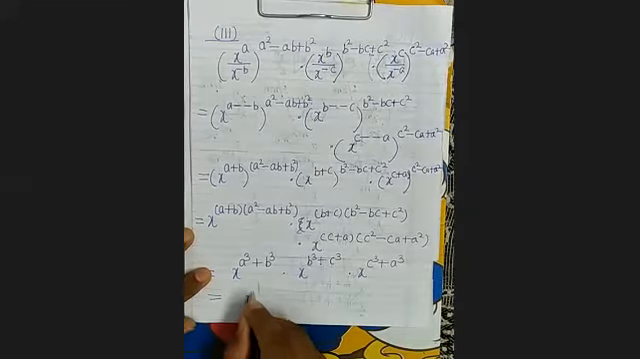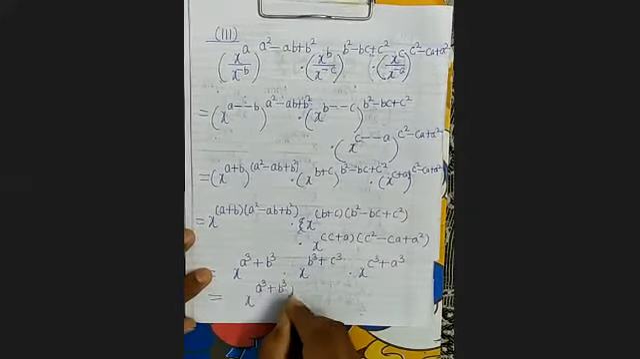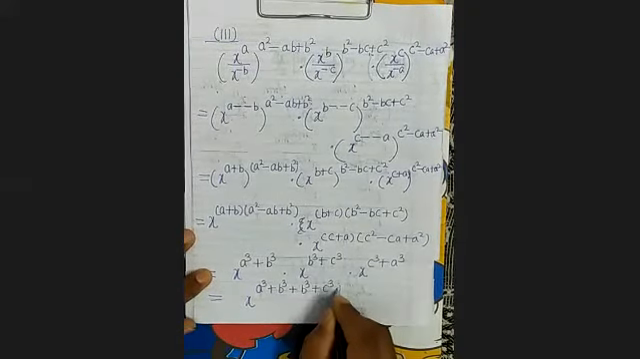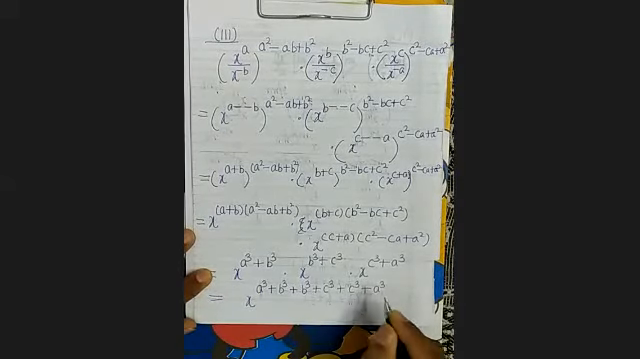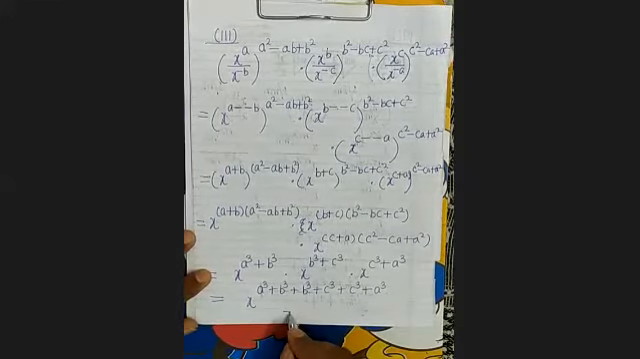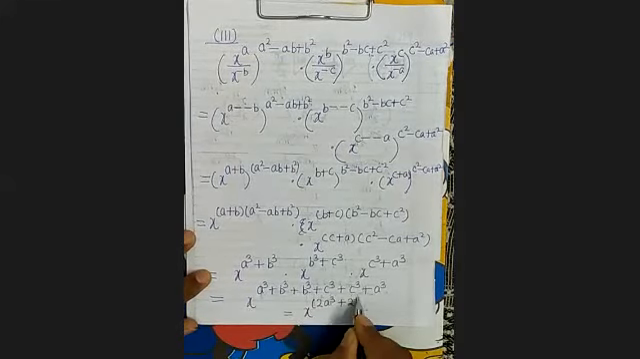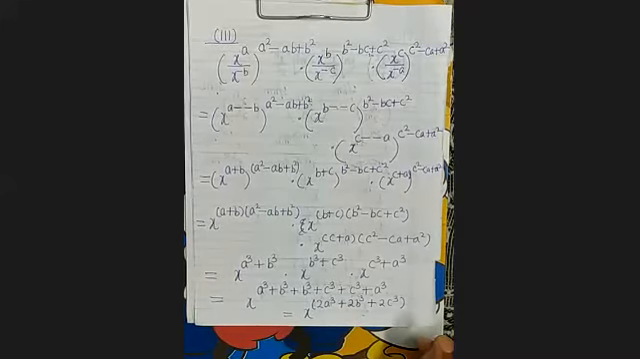Means x to the power a cube plus b cube plus b cube plus c cube plus c cube plus a cube. So you get 2a cube plus 2b cube plus 2c cube. Means x to the power 2a cube plus 2b cube plus 2c cube. So this way we can do.